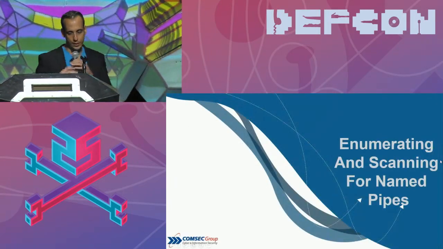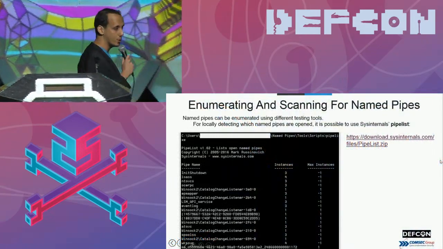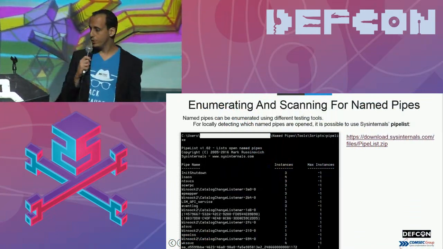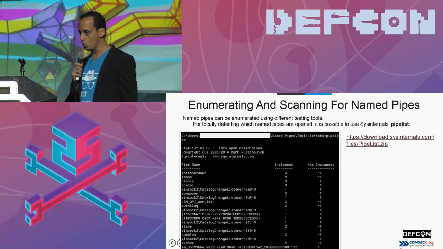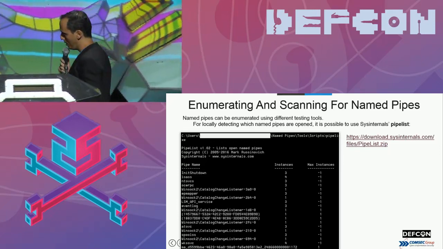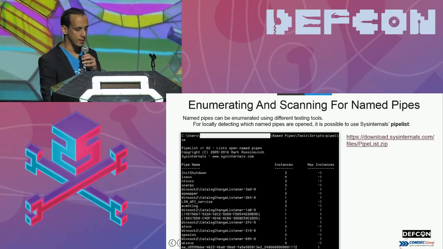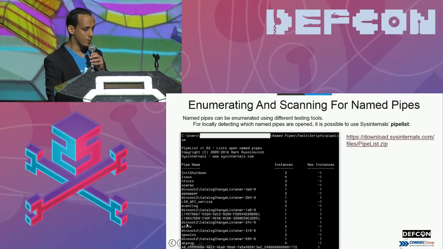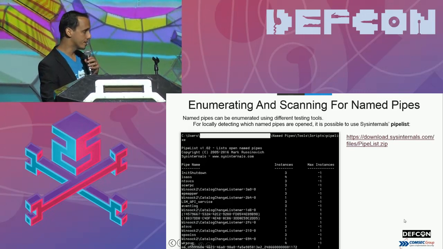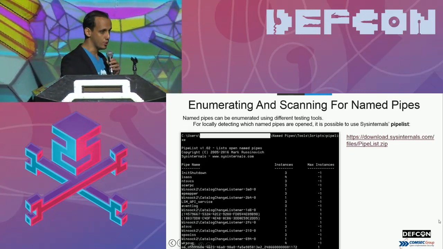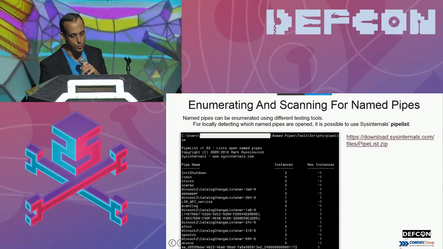So how can you enumerate and scan for named pipes? If you want to have a look at your own named pipes on your own Windows computer, you can just use the Sysinternals PipeList. This is the best tool for enumerating named pipes. You can just run it and immediately see what we just witnessed in the previous slide: all of the pipe names, the current number of instances, and the maximum number of instances. So this is what you should use if you want to see what named pipes are listening on your own computer.